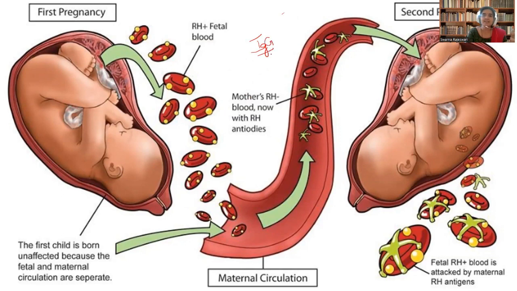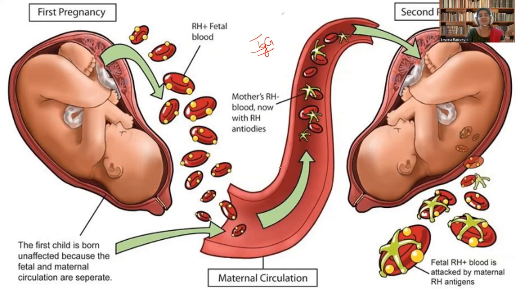G type of antibodies immediately cross the placenta and destroy the RBCs, that is the erythroblast stage of the fetus. So we are calling it erythroblastosis fetalis. Now you may have the doubt, then how can we prevent it, madam?